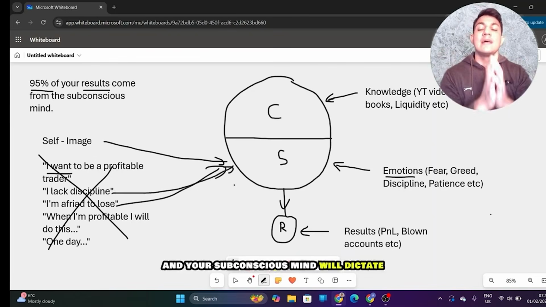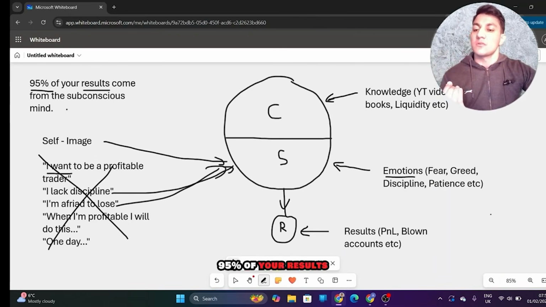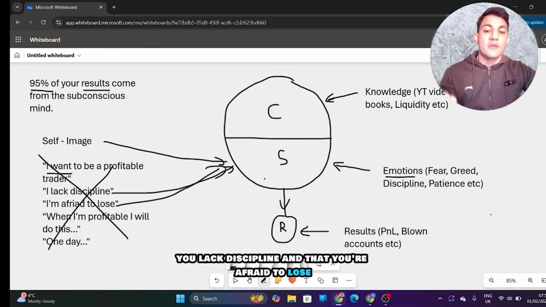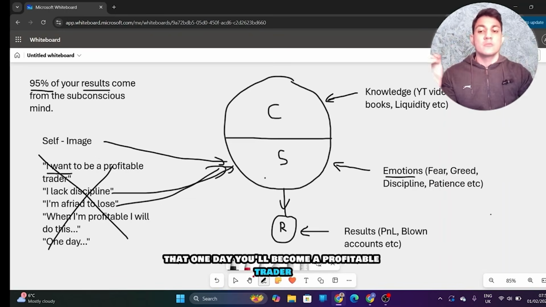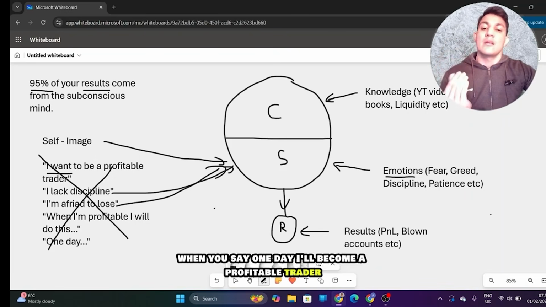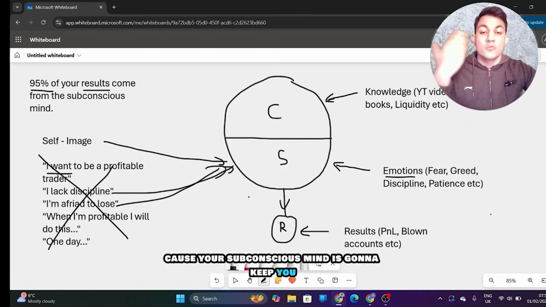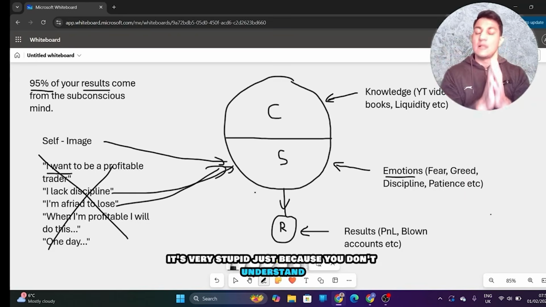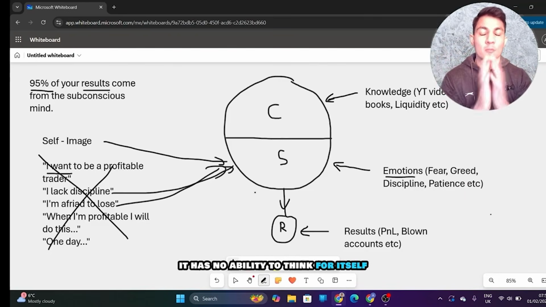And your subconscious mind will dictate 95% of your results. So when you have that in your subconscious mind, that you lack discipline and you're afraid to lose, that one day you'll become a profitable trader, well, that one day is never going to come, because your subconscious mind is going to keep you as a guy who's waiting for that day to come. It's very stupid, your subconscious mind. It has no ability to think for itself.